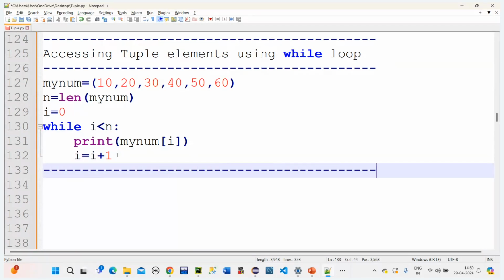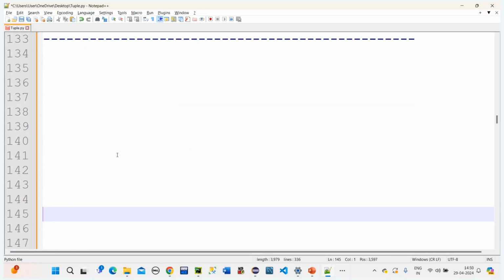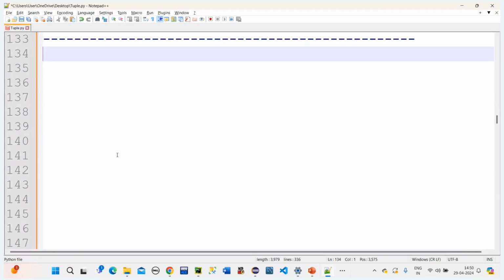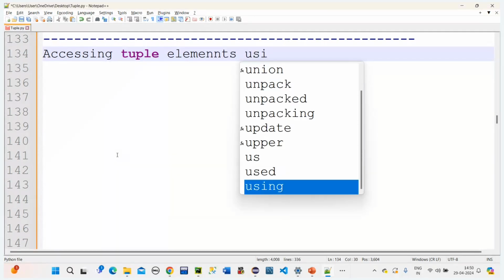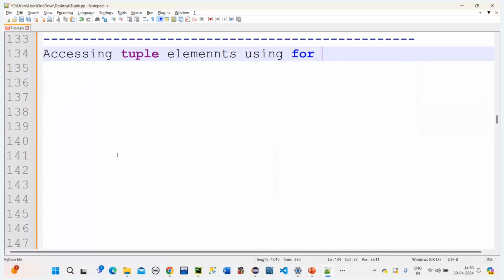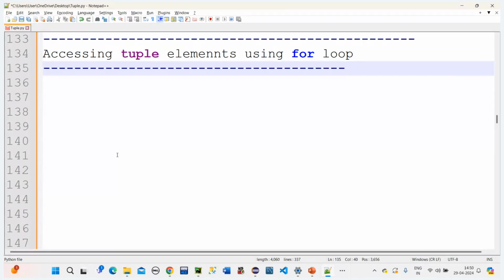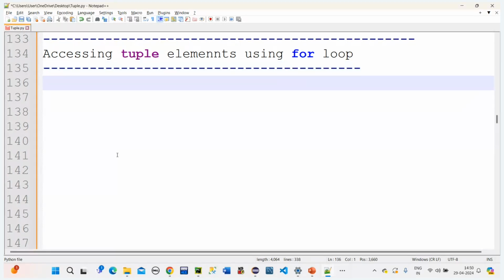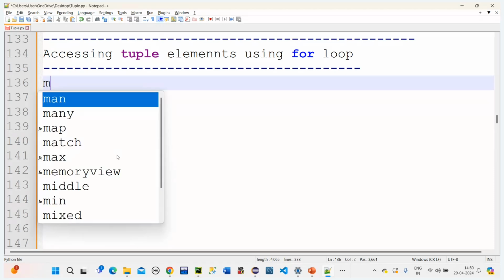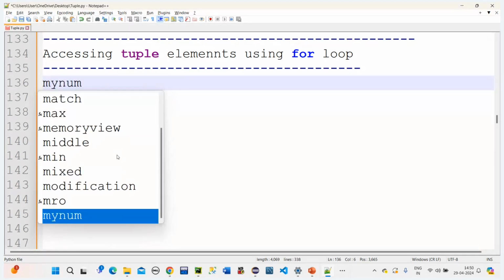Now we'll see with the for loop. How to do it with the for loop? Same thing, but we need to use the for syntax. Accessing tuple elements using for loop. Now here, let's see, my num again.